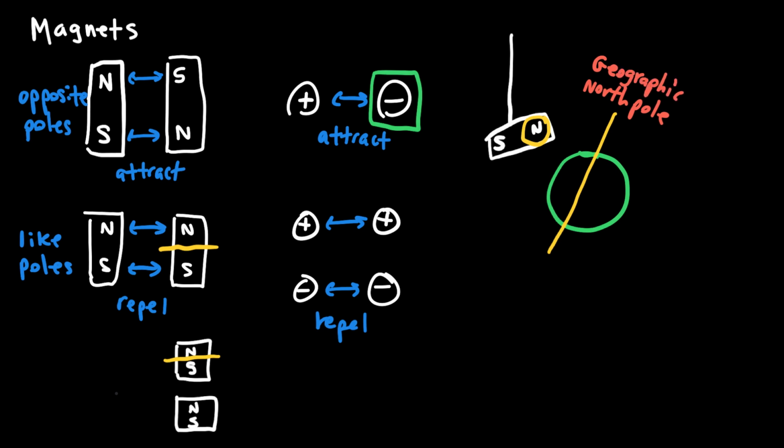Because the geographic north pole is actually the south pole of Earth's magnetic field. So I'm going to draw a little bar magnet that exists on the Earth, where the south pole of that magnetic field which exists around the Earth is at the geographic north pole, and the north pole of that magnet, or the north end of the magnetic field, is on the south geographic pole. And so the magnetic field and the geographic poles are oppositely aligned.